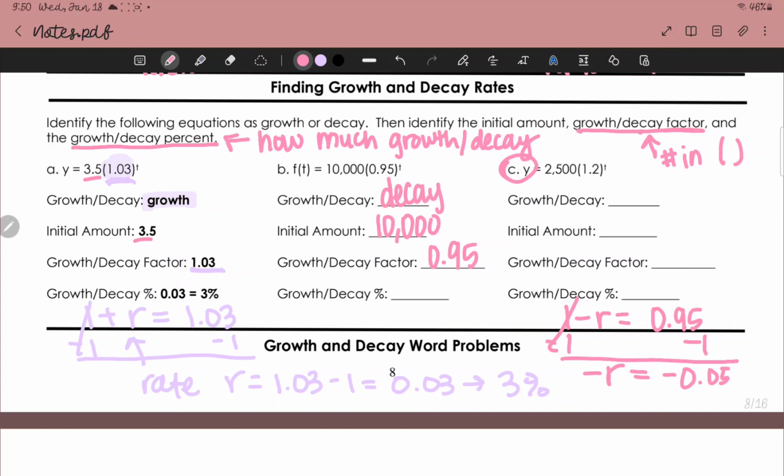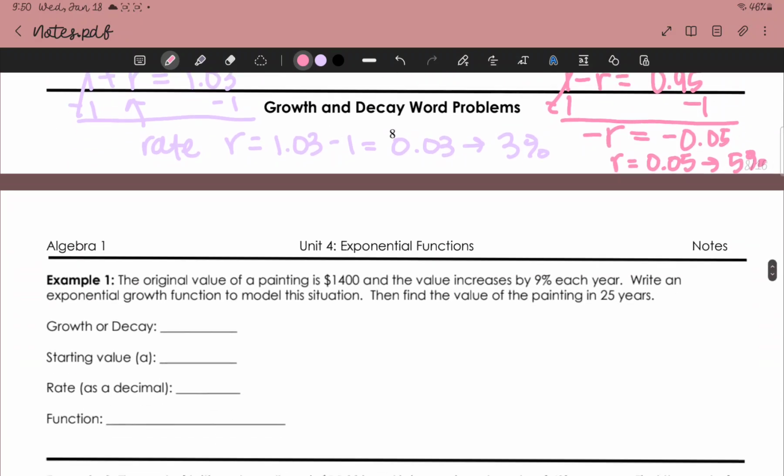I don't want a negative R, I want a positive R, so it'll be R equals 0.05. Just flip them, which translates to 5%. So my growth or decay factor is 5%. And I'm done. All right, so go ahead and practice with part C, and you should be good there.